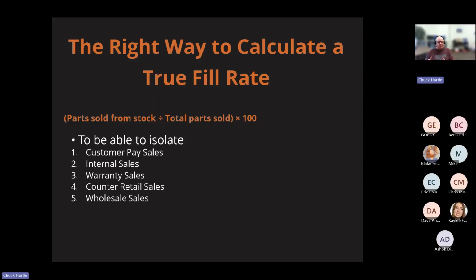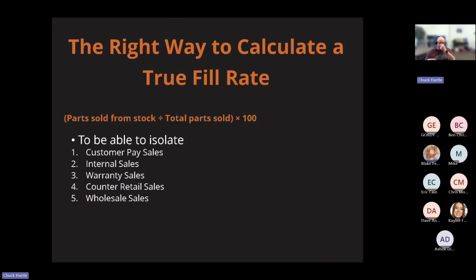Now there's a couple of reports out there. If you're on Reynolds, they have a repair order fill rate. And with CDK, they actually have one, but you have to turn it on. It's called RPFR, repair order fill rate. That'll at least look at your repair orders and come up with a fairly accurate fill rate, kind of breaking down at least one area of the profit center, that being RO sales.